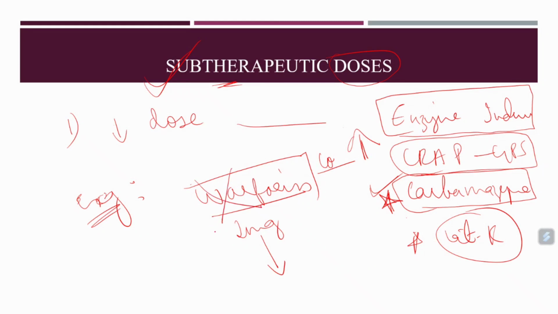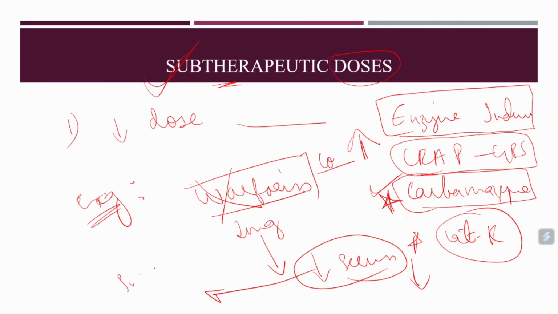Warfarin will be metabolized quickly, and the warfarin dose in the serum will decrease. Serum drug concentrations will be decreased in the patient, and this may cause a subtherapeutic dose, and it will cause treatment failure. It will cause treatment failure. So another example of causing a subtherapeutic dose is drug interaction.